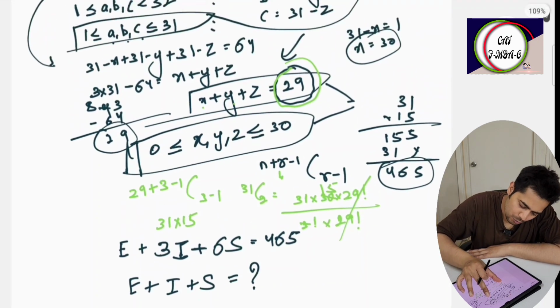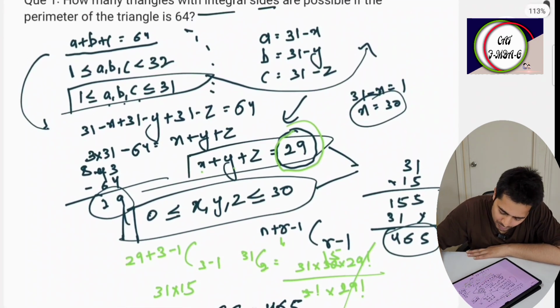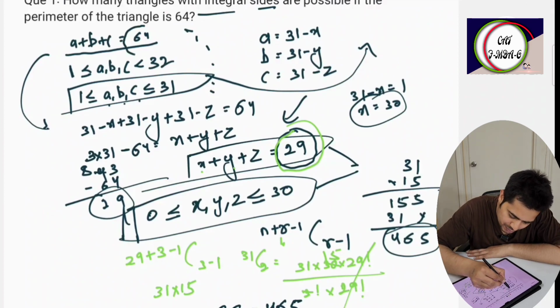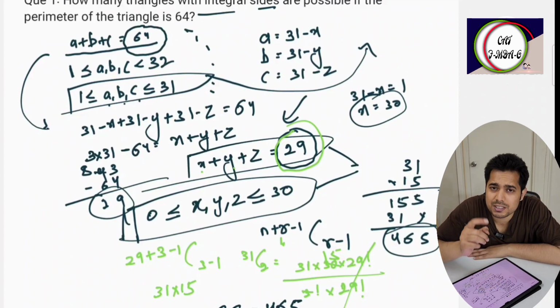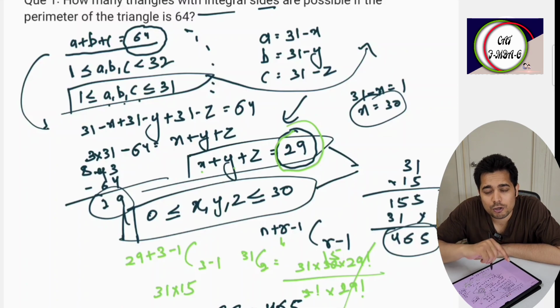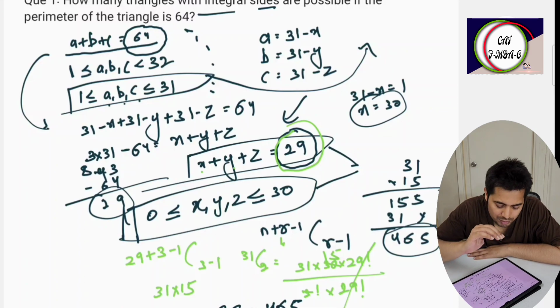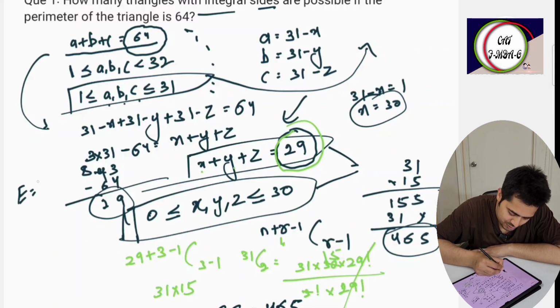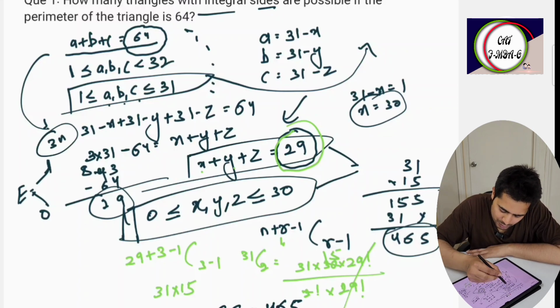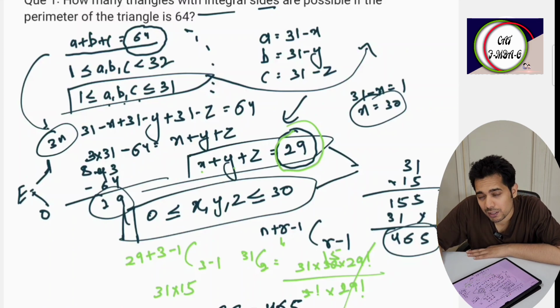Also, another trick here is, if this initial parameter is divisible by 3, then the number of equilateral triangles is 1. If this is not a multiple of 3, then this will be 0. So E is equal to 1 or 0 depending on whether this is a multiple of 3. So 64 is not a multiple of 3.